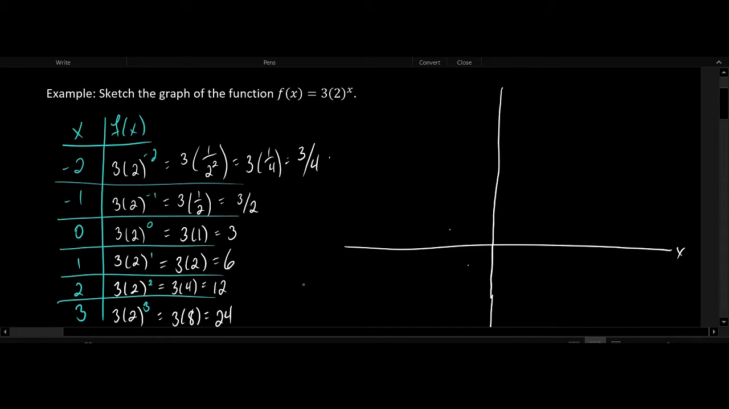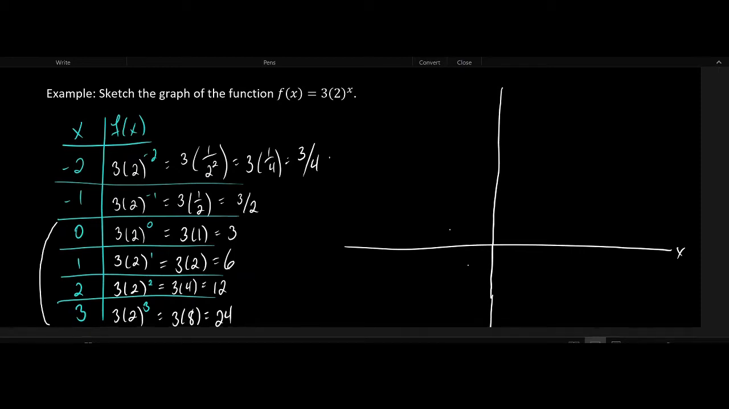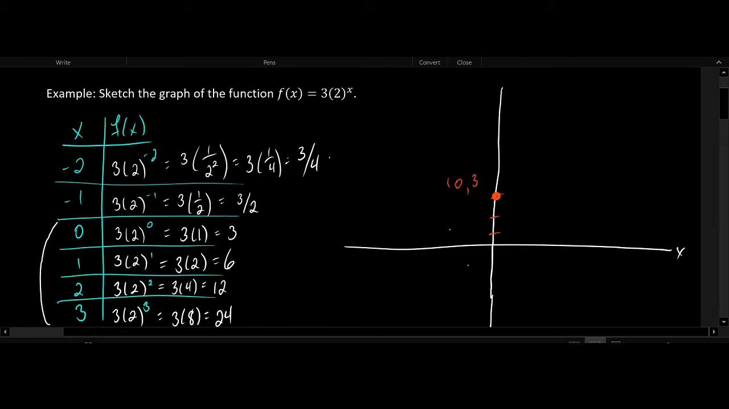So let's start, once again, with the non-negative x's. Let's graph these guys where x goes from 0 to 3. When x is 0, y is equal to 3. So I will go 1, 2, 3 units up, and I'll plot the point x equals 0, y equals 3. When x is 1, y is 6. So I'll go 1 unit in the x direction. I'll go 1, 2, 3 more units in the y direction, and I'll plot the point 1, 6.